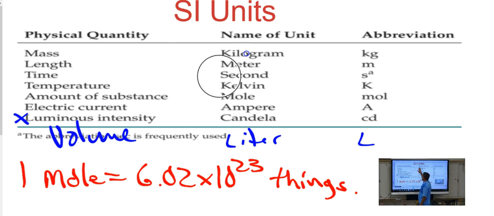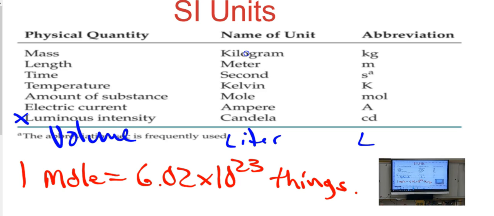In time, we always refer to time in seconds. That's pretty standard everywhere. Temperature is Kelvin. And we'll talk about Kelvin and temperature on a different slide. Kelvin is an absolute scale, which means it has a 0. The other scales have negative numbers. So they're not absolute. And then what do we have next?